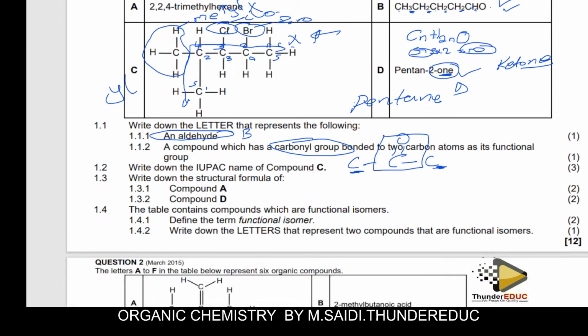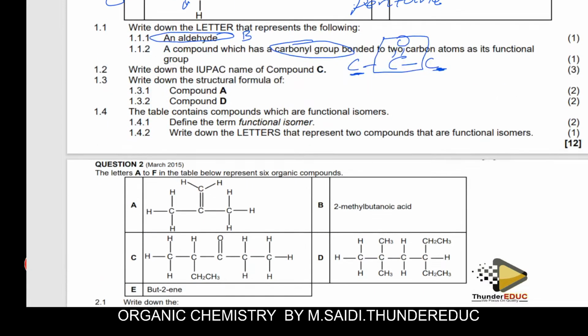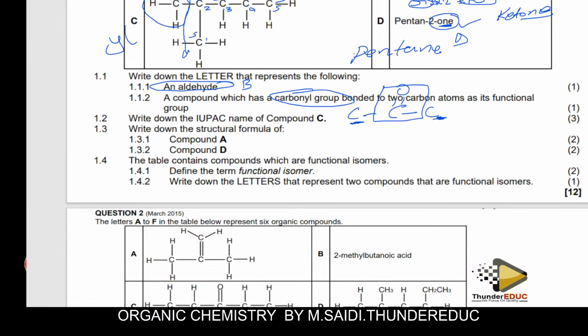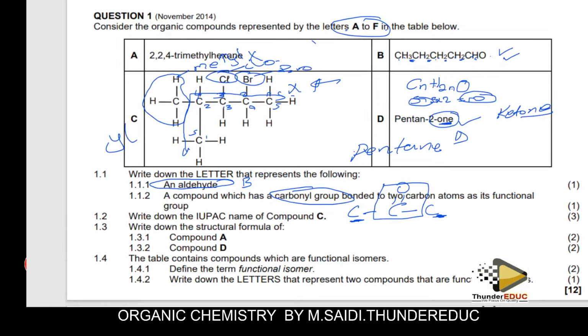Then they are saying to write down the IUPAC name of compound C. We are done with that. Next, write down the structural formula of compound A. Where is compound A? Now we are supposed to write the structural formula of this compound. Let me clear here so that it is easy for us to write.